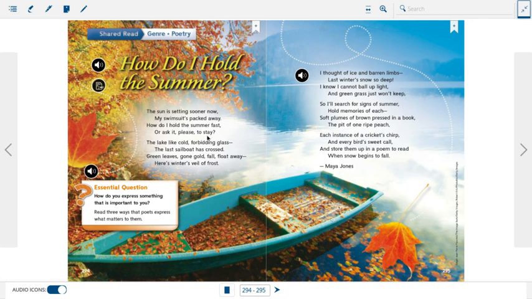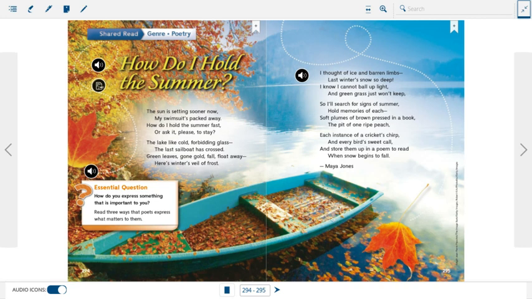I ask it please to stay. Okay, so right here it's saying, can you please stay? That tells me that this poet likes summer. It doesn't want it to go away. I cannot ball up the light. All right, so they're saying I can't hold on to the light of summer. The green grass, it won't keep. A ripe peach, a bird's sweet call. So all of these words are telling me that the poet is really unhappy to see summer go.